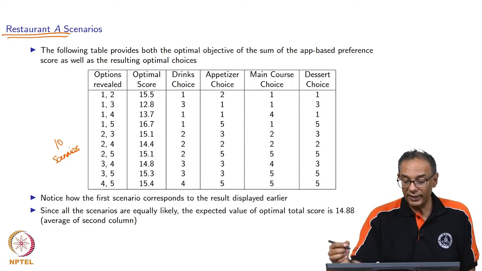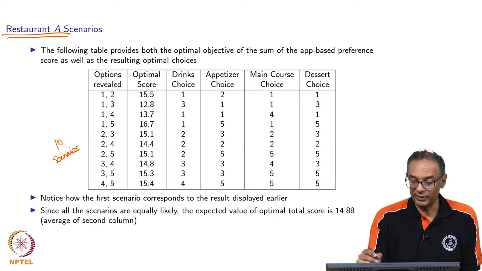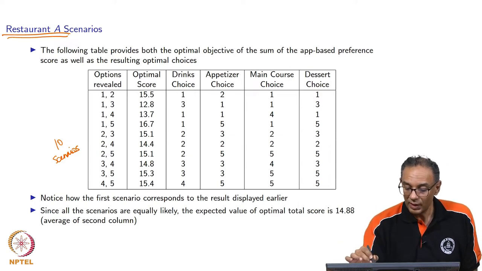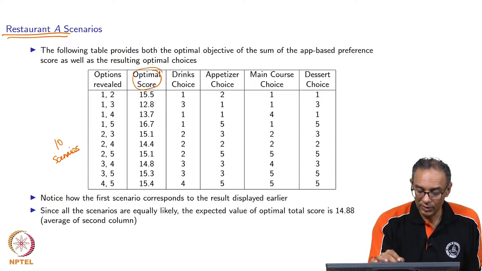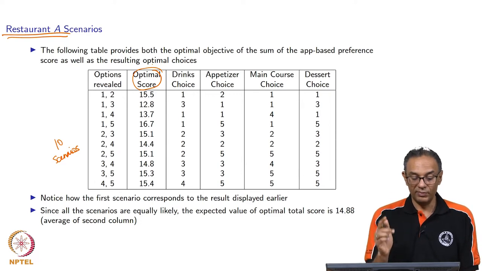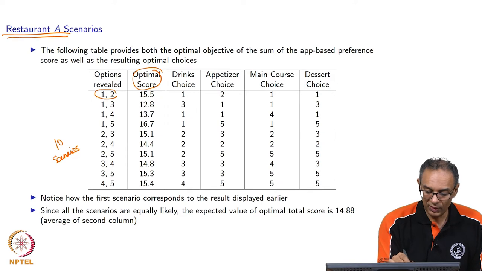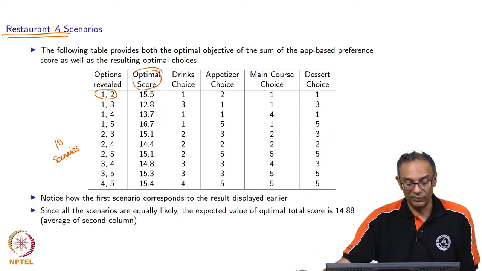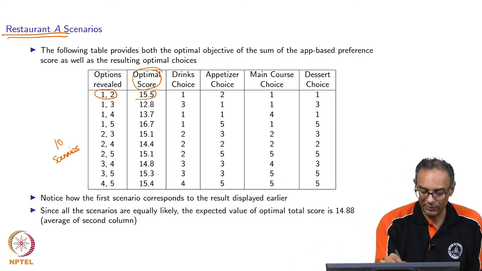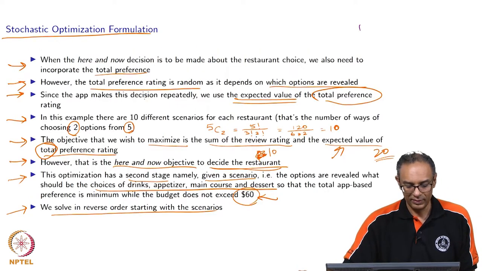And if you look at the optimal objective function, now, what is that? This is the optimal score. This value is the 4 numbers together. So, for example, if options 1 and 2 are revealed, now this is what we had before. Remember, we also had this 15.5. I'm going to go back and show you that.